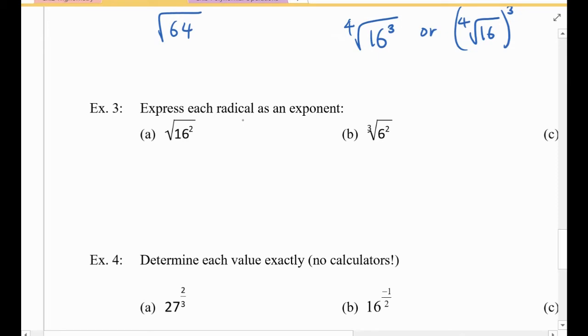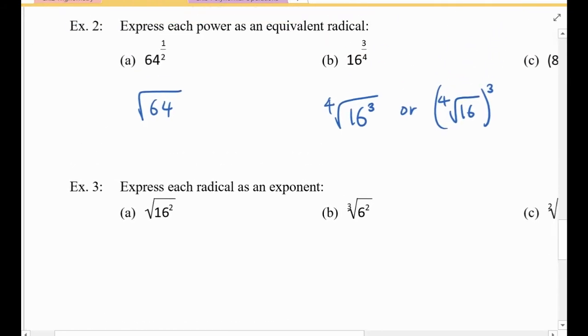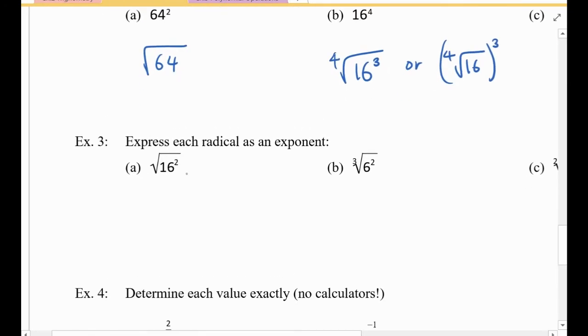Express each radical as an exponent. So now you're going to change this to an exponent. So remember, 2 is hiding here. Then 16, the index goes to the denominator. 16 to the power of 2 over 2. That becomes 16 to the power of 1. So it's basically, you can just cancel the square root and the exponent 2, right?